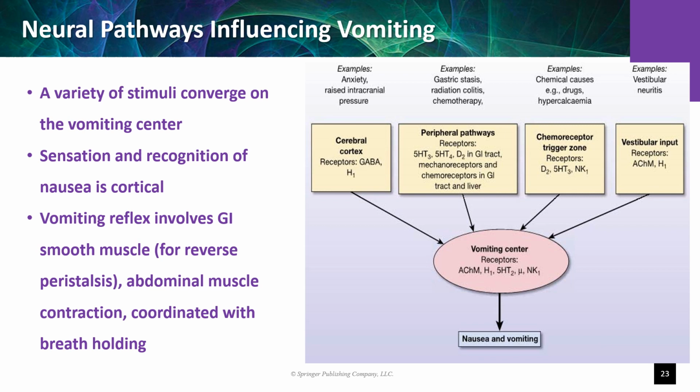Vomiting requires coordinated activation of abdominal muscles, diaphragmatic contraction, and gut smooth muscles. Neurotransmitters involved in vomiting initiation include central or peripheral serotonin and dopamine, substance P acting on neurokinin type 1 receptors, muscarinic acetylcholine receptors, and histamine type 1 receptors. These are the targets of the different classes of antiemetic drugs.